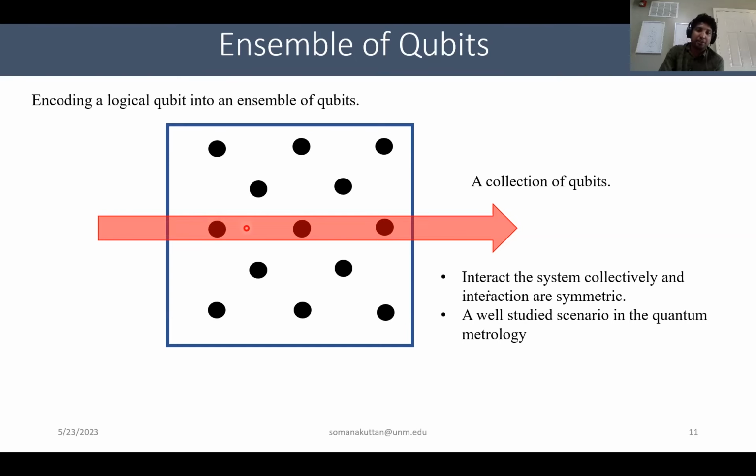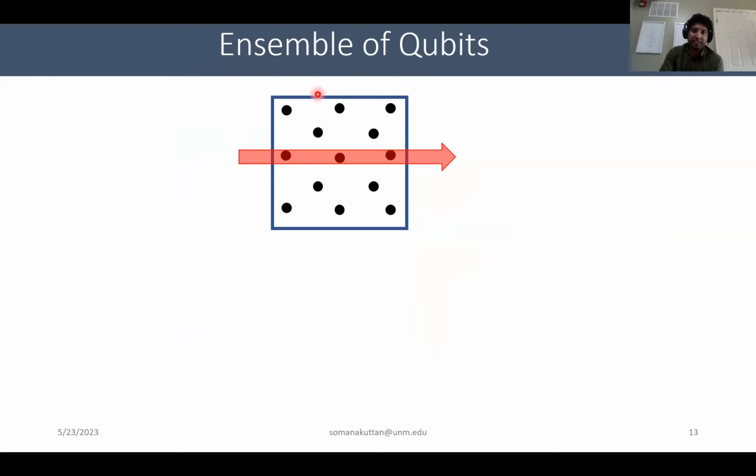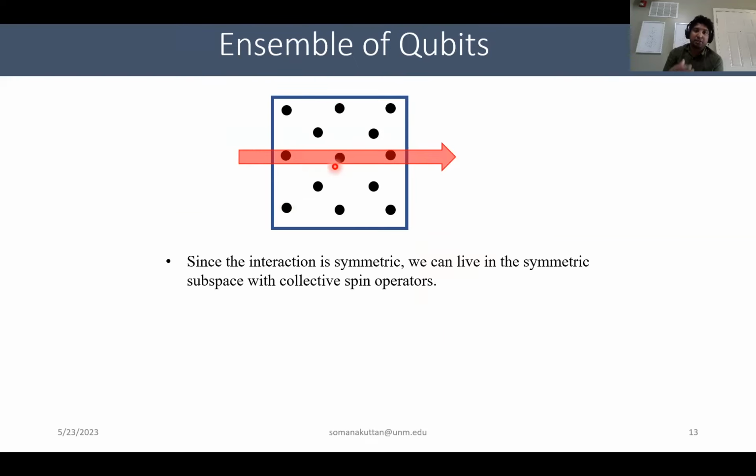Okay, now what are we going to do? Like I said, it's very applicable for promising setups like ion traps, BEC, and neutral atoms, where these kinds of collective interactions can be employed easily compared to individual addressing. Now, given this collective interaction setting, we can think about what we want to study.